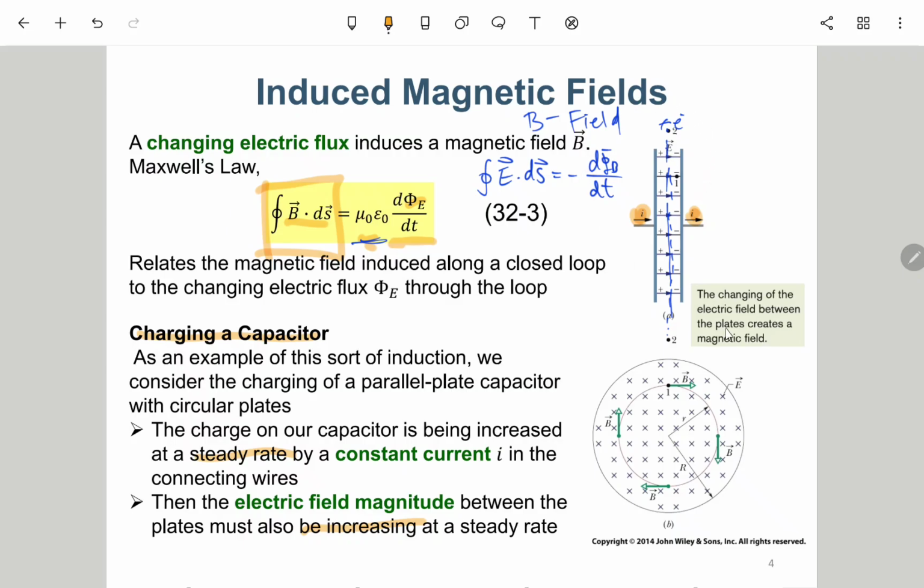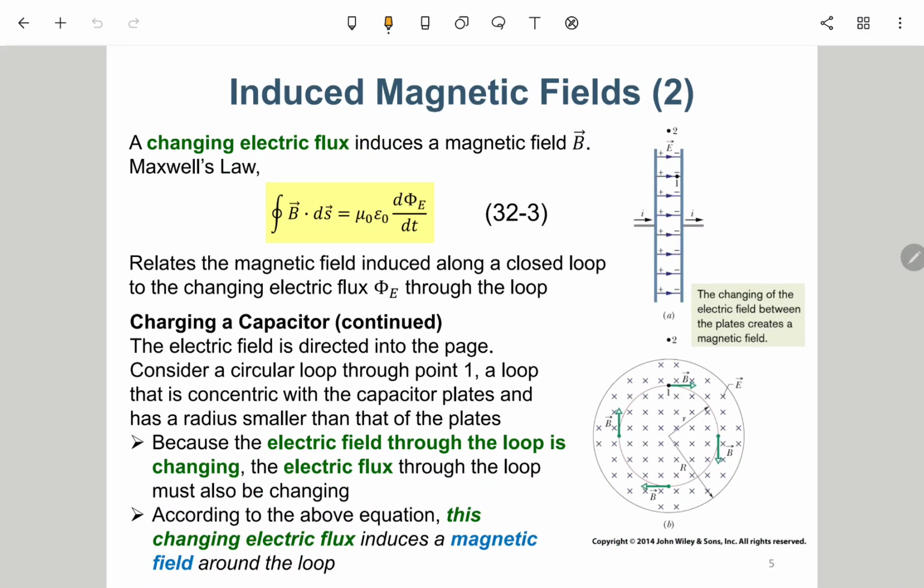So we have this electric flux changing. This is a positive value for this case, which means there will also be a positive value for the left side. And because this is symmetric, you also always have something like B times 2 pi R.